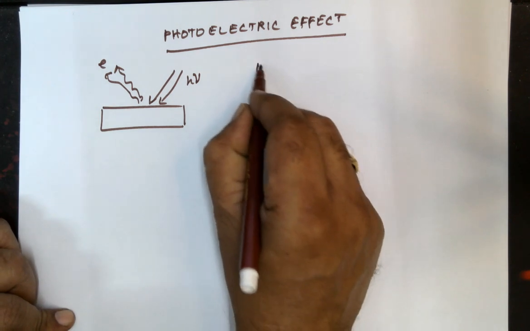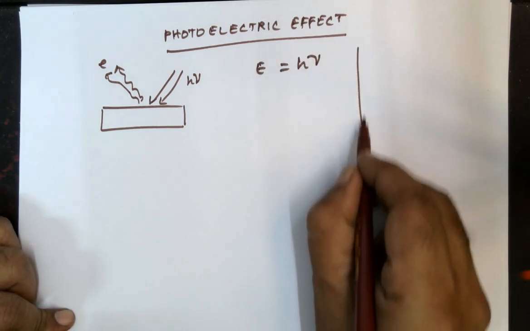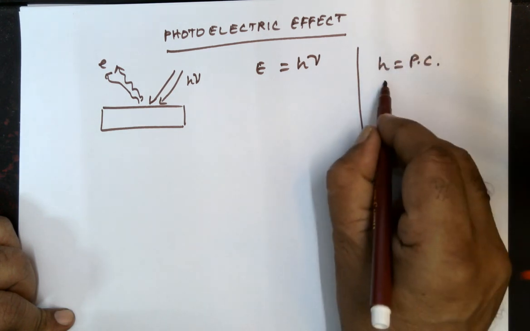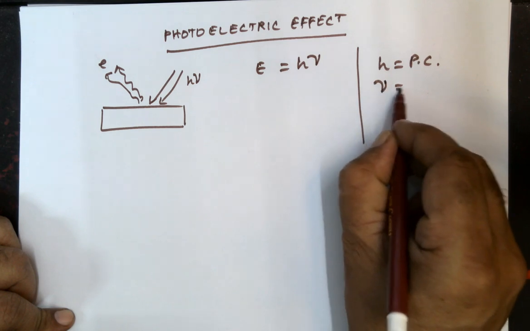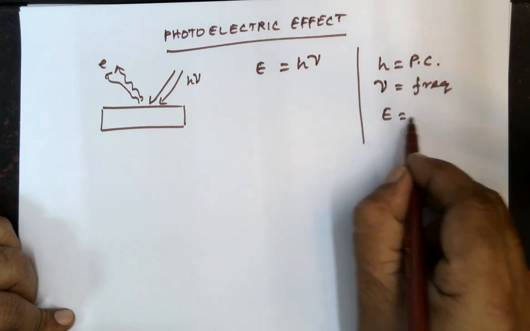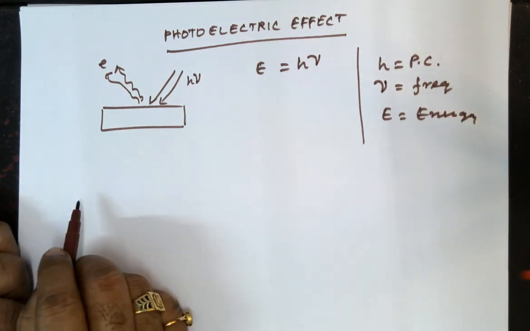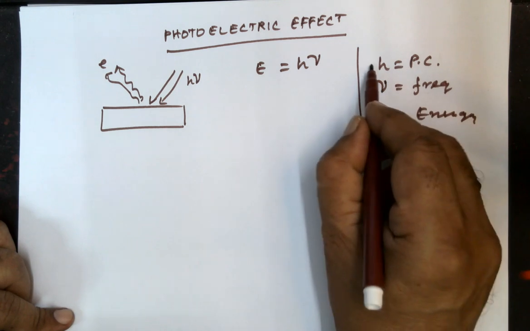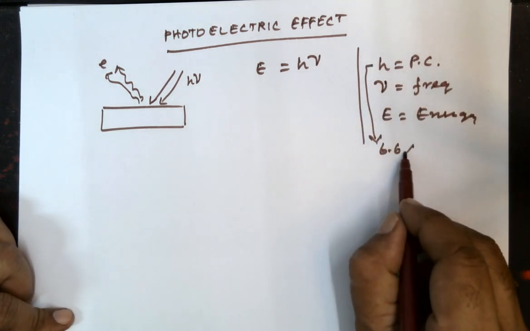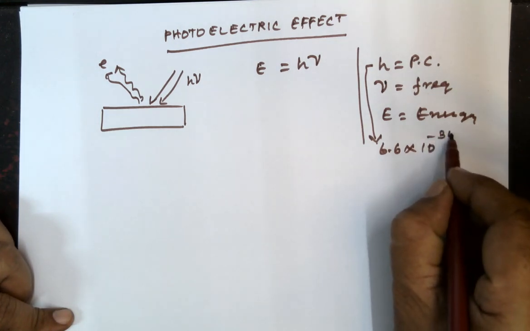We know E is equal to h nu, where h is Planck's constant, nu is frequency, and E is energy. We know the value of Planck's constant is equal to 6.625 into 10 power minus 34 joule second.